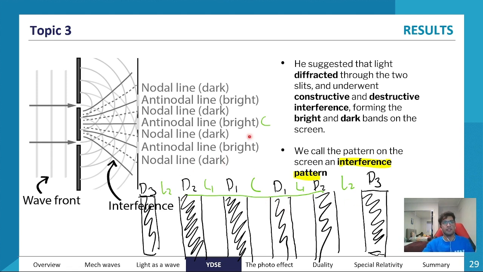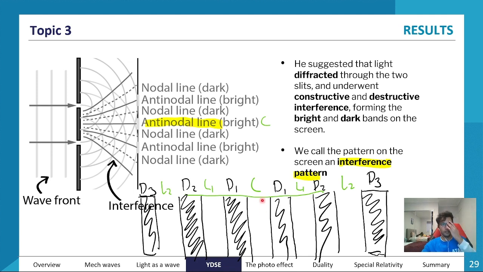So what has happened is that in the center we have something called antinodal lines. Antinodes is basically just a fancy word for constructive. Antinodal lines, constructive lines. In this scenario, we like to use the words antinode and node. So in the middle, we have constructive interference, or antinodes.